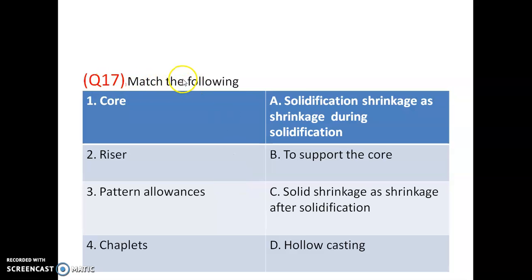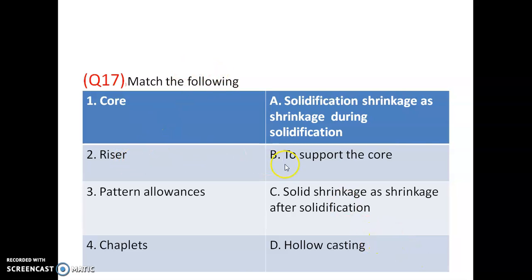Then match the following. Core: the core is used for making hollow castings, so option D is correct. Cores are made up of dry sand. They are inserted in the mold cavity, and after the casting process is over, the core can be dismantled and it becomes a hollow casting.